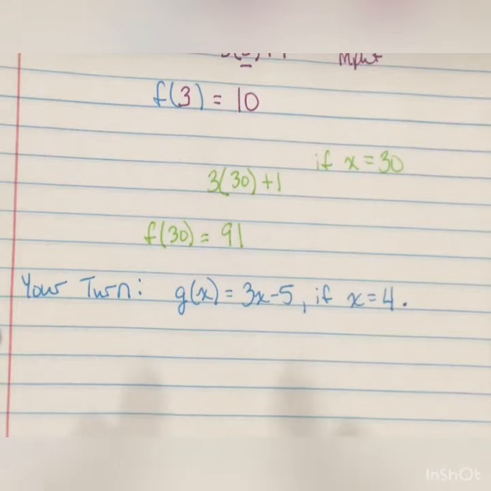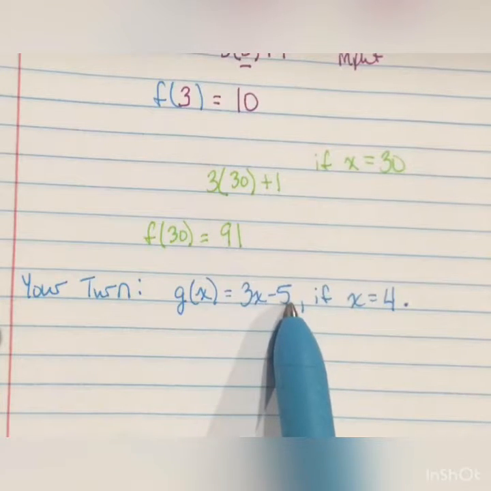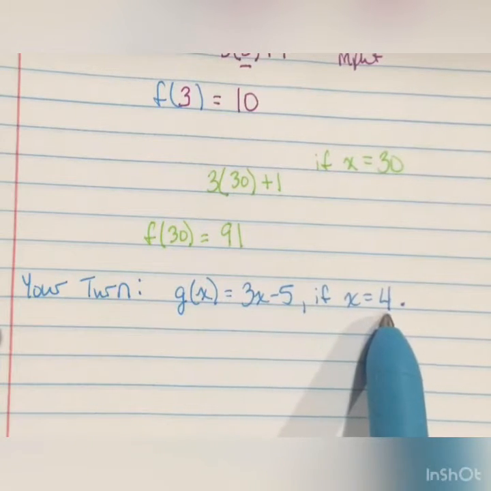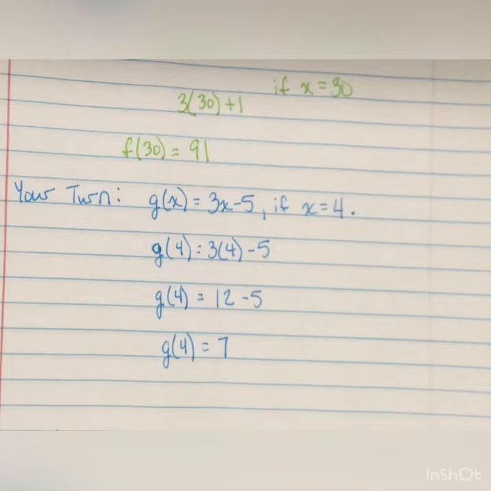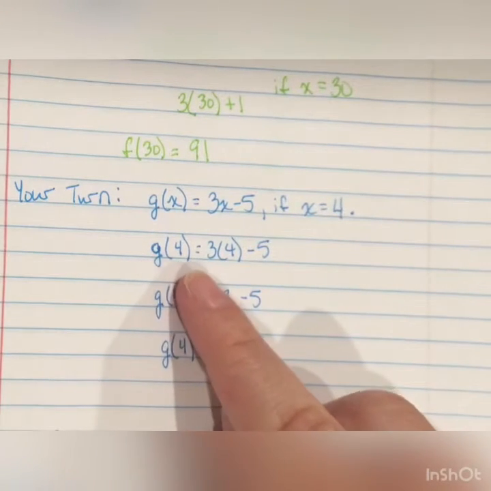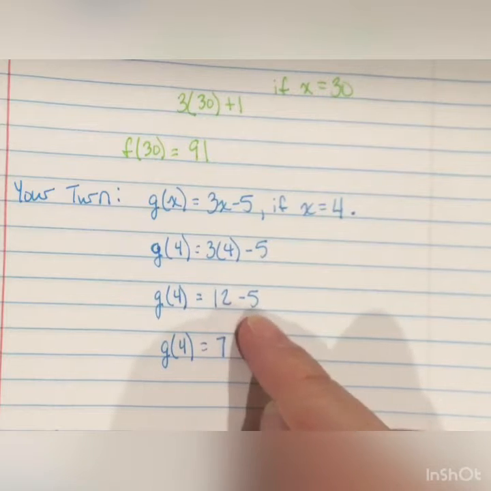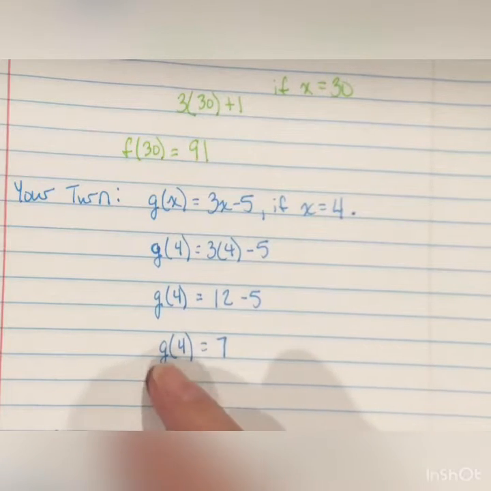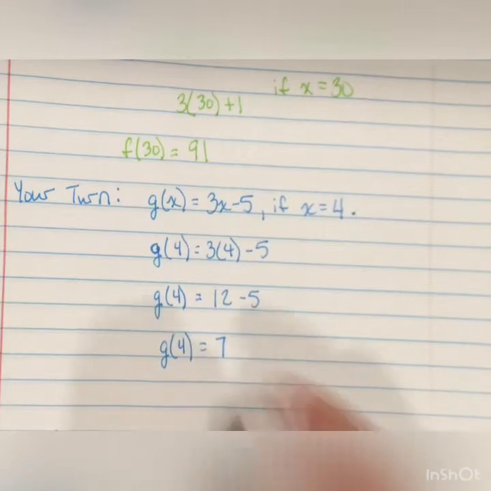So now it's your turn. I want you to evaluate if g of x is 3x minus 5. What if x was equal to 4? So pause the video and go ahead and solve. Alright, so if you follow my work here, when we plug in x is 4, we get g of 4 equals 3 times 4 minus 5. That's 12 minus 5, and we get 7. So for evaluating when x is 4, g of 4 is 7. Did you get it?